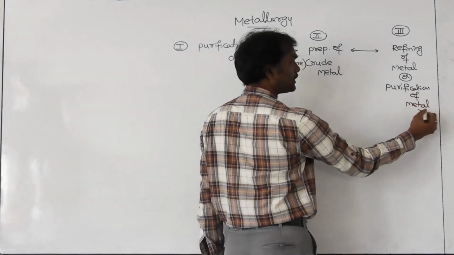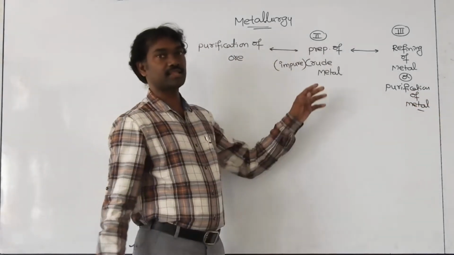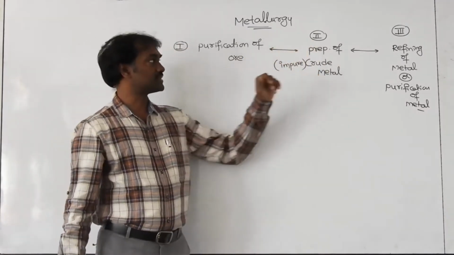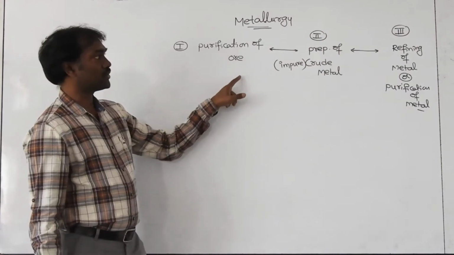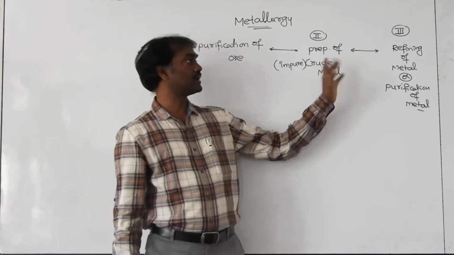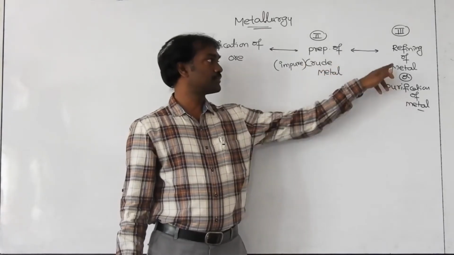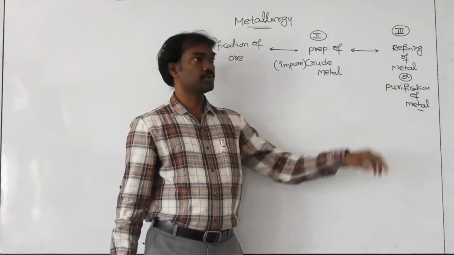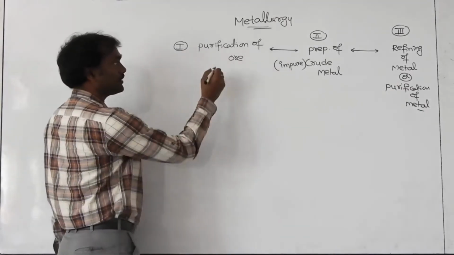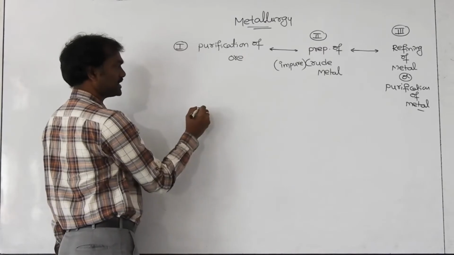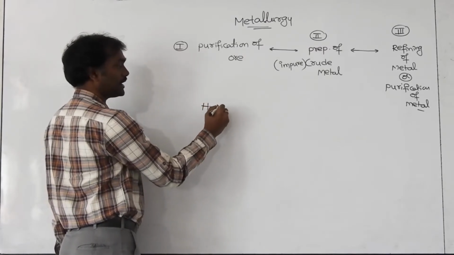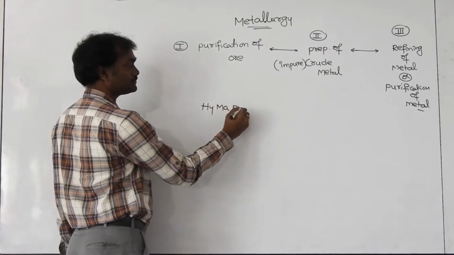So metallurgy is mainly the extraction of metal, in three processes. First, purification of ore. Second, preparation of crude metal, otherwise impure metal. Next, this impure metal is prepared as pure, that is purification of metal. So what are the processes here? I am giving a one-line shortcut: hemophilia.